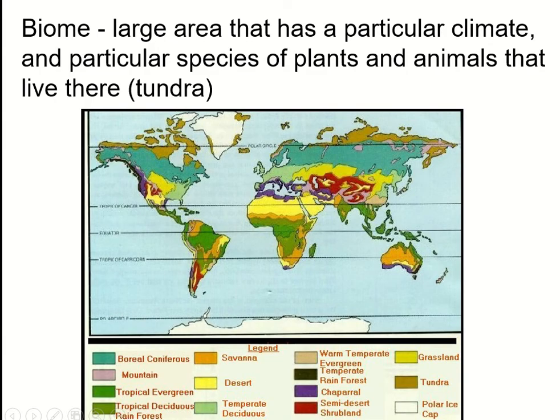A biome is a large area that has a particular climate and a particular species of plants and animals that live there. An example would be the tundra. Other examples are the temperate forest. Temperate deciduous forest is where we are, but we're actually right here on the line between the temperate deciduous forest and what would have been natural grasslands.